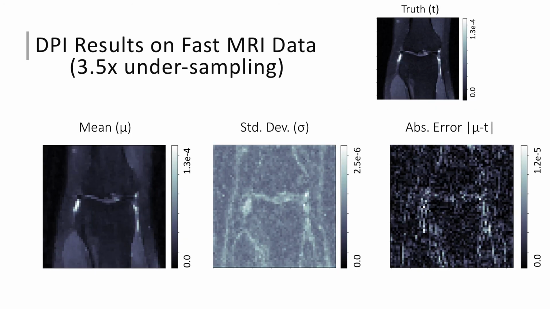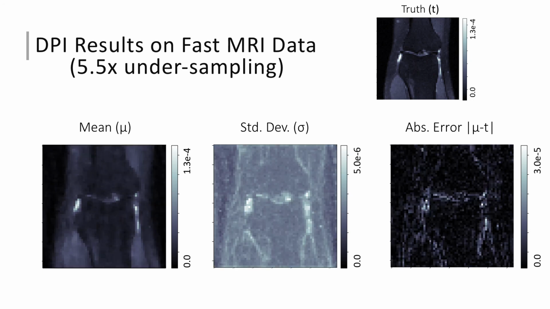Beyond astronomy, we also applied DPI to compressed sensing MRI data with different acquisition times. Here, we show the uncertainty quantification results of a reconstructed knee image using around 1/3 of the time of a full MRI scan. The profile of the DPI standard deviation estimation perfectly captures the pattern of the absolute reconstruction error in this case. And it also performs robustly in other cases with even shorter acquisition times.